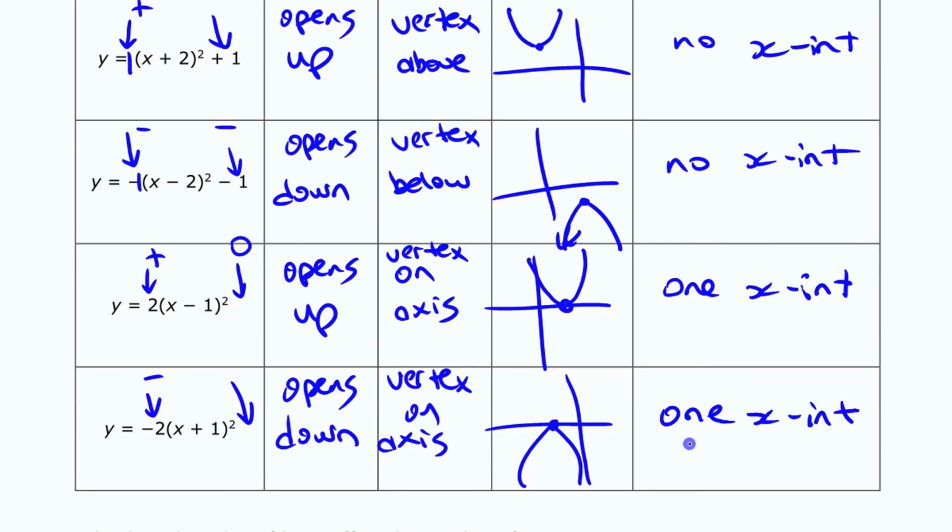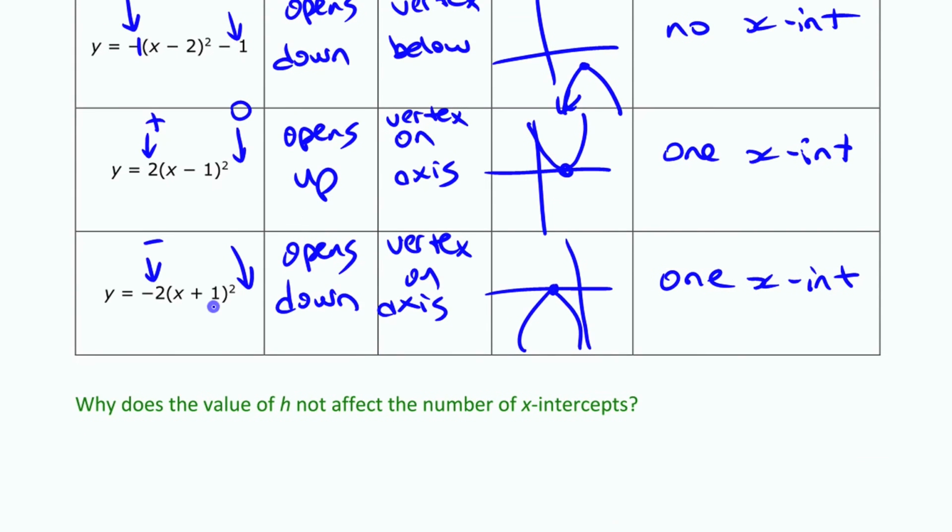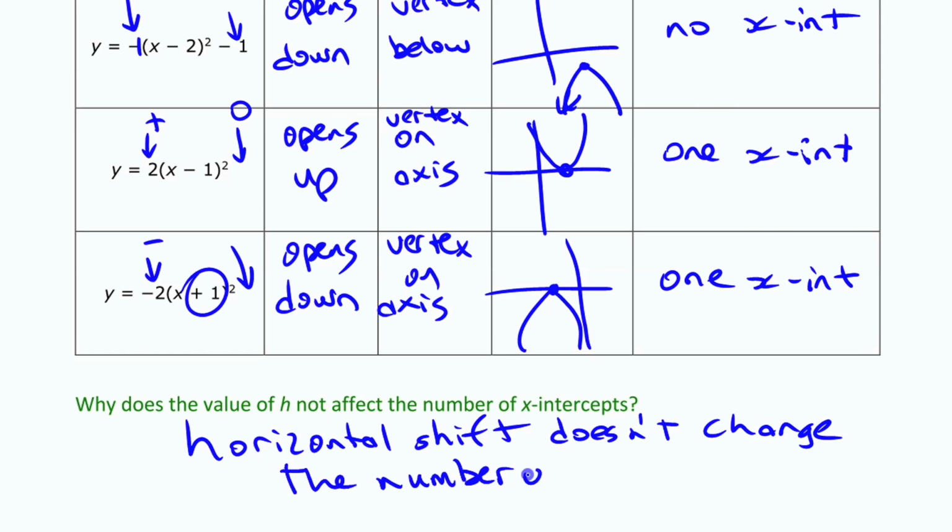Alright, so that's using the a and the k value. Incidentally, just so we realize here, it doesn't matter what the h value is, because all that would do is shift it side to side. It's not going to change how many x-intercepts it has. It's just a horizontal shift, and that doesn't affect anything. So that's a look at how you can think about the parameters in the vertex form equation and use the values of a and k to make a prediction about how many x-intercepts a quadratic function has.